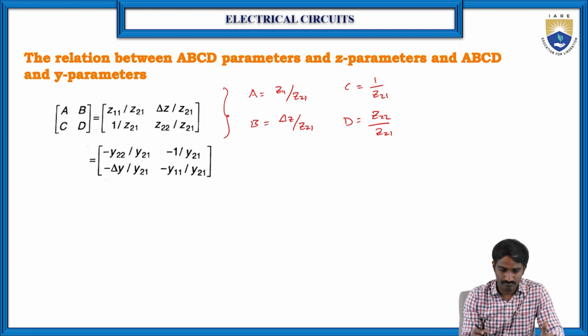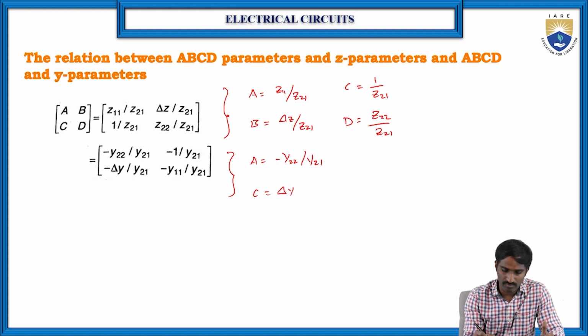Then again, the ABCD parameters in terms of Y parameters: A is equal to minus Y22 by Y21, and C is equal to minus delta Y by Y21, and similarly B is equal to minus 1 by Y21, and again D is equal to minus Y11 by Y21.